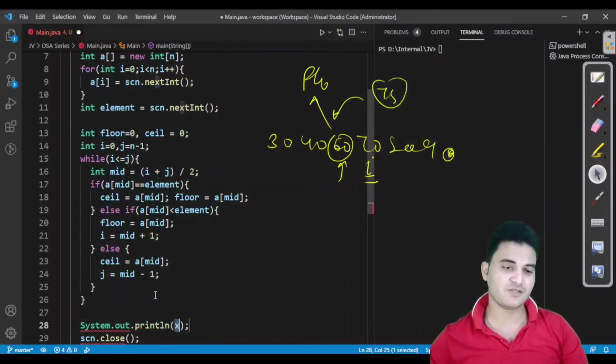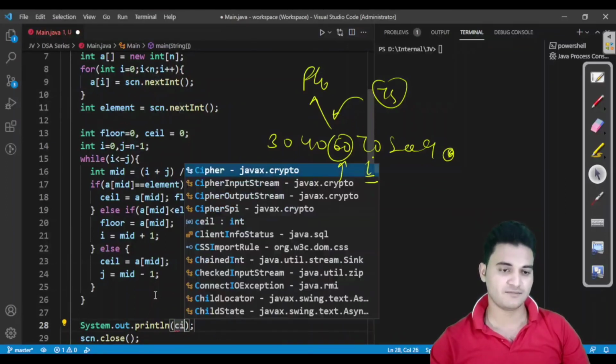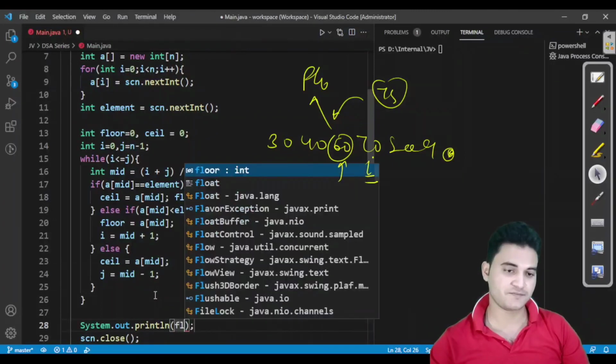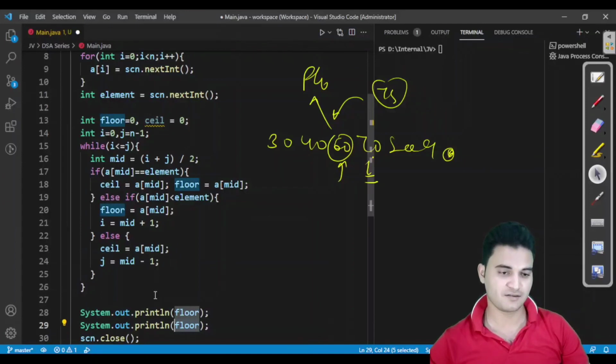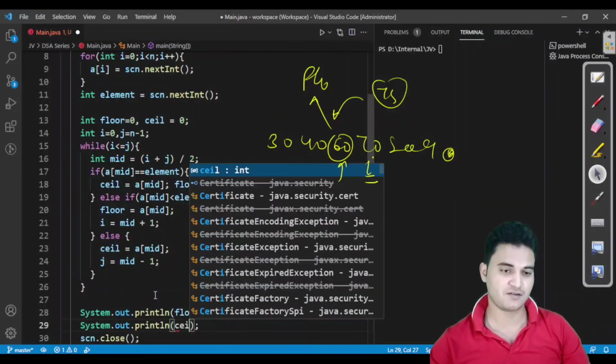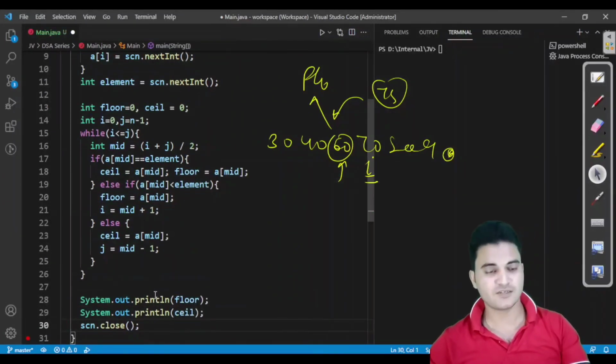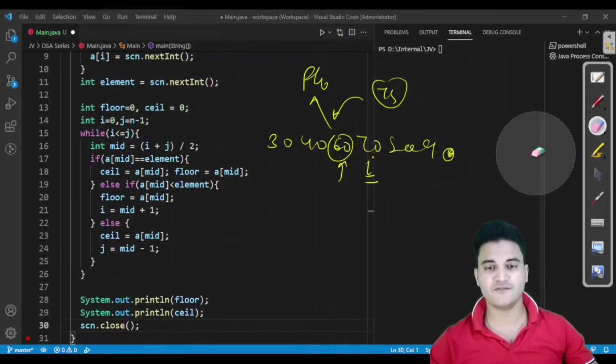If we were using linear search, then that was really simple, but that was not optimized because the complexity for linear search is O of n, while the complexity for binary search is log n. So log n is more optimized than linear search, or O of n. So this is ceil and floor. Fine. So that's all we have to do for calculating ceil and floor.